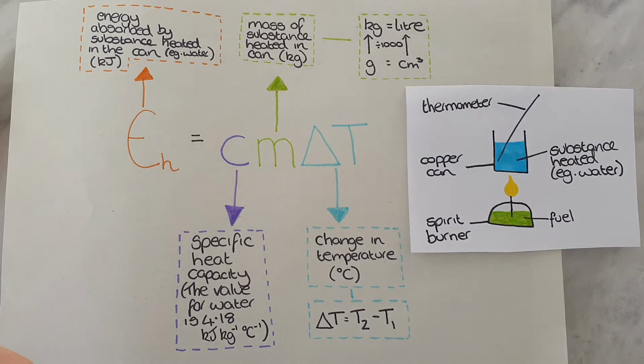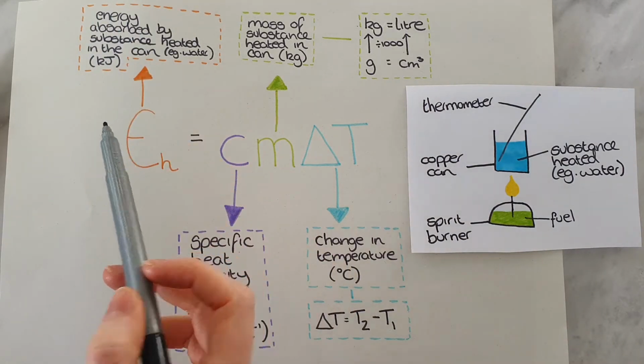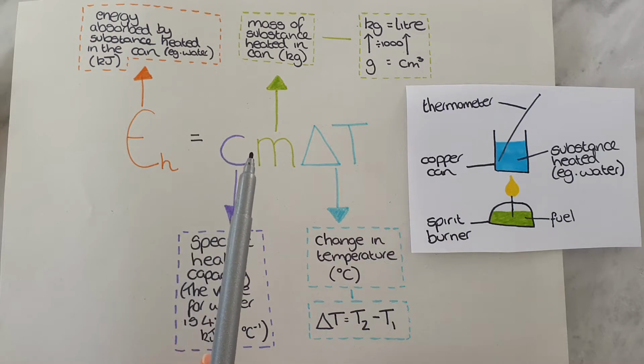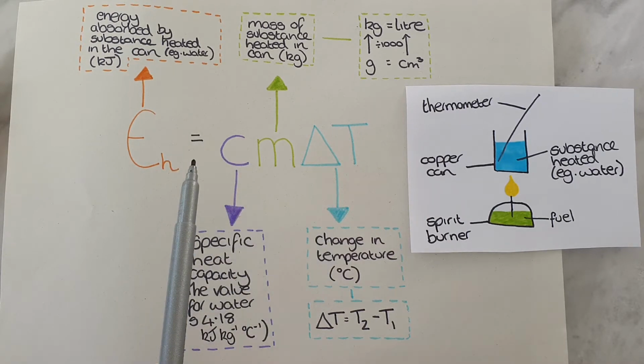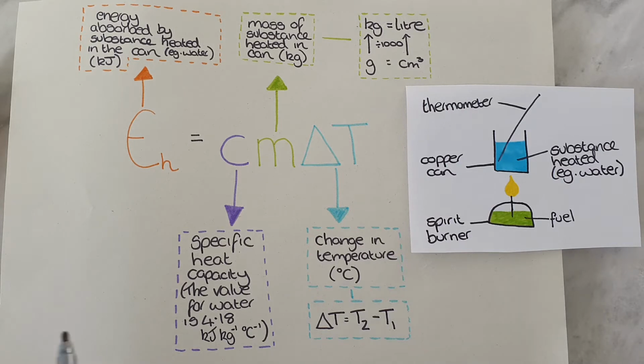So this is all dependent on what is in the can. If it was water, you would want to work out the energy absorbed by the water by doing E equals Cm delta T. So three parts there on the right. C is specific heat capacity. Now for water, this value is in the data book and it's always 4.18.